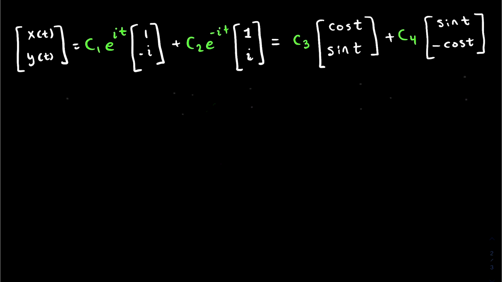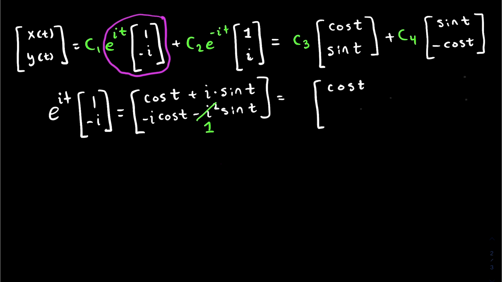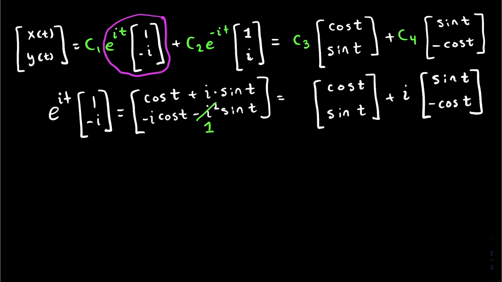I want us to focus on the term e to the it times (1, negative i). Now I'm going to use Euler's formula and expand this term out, and let's see what happens. We get this vector (cosine t plus i sine t, negative i cosine t plus sine t). Let's split this into real and imaginary parts. We now have that this solution is equal to (cosine t, sine t) plus i (sine t, negative cosine t).